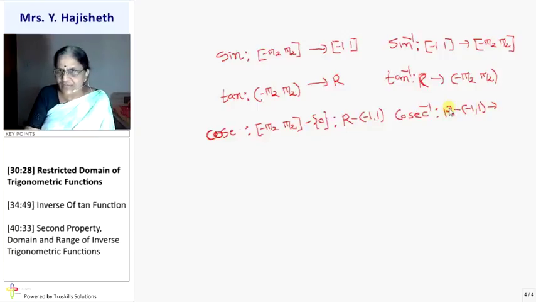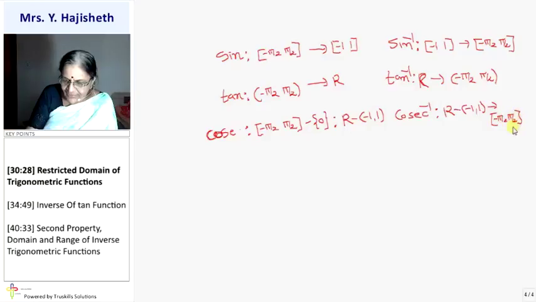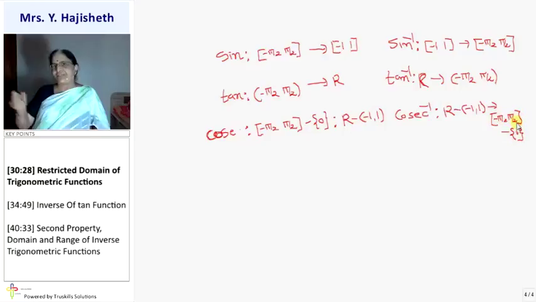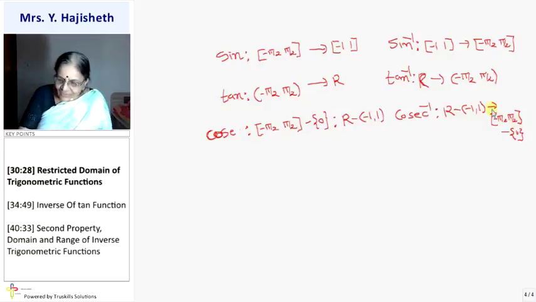So range of cosec is R minus open interval minus 1 to 1. So it is going to become the domain for cosec inverse. And codomain is minus pi by 2 to pi by 2 minus set containing 0. So my answers of sine inverse, tan inverse and cosec inverse are always an angle. So sine inverse, cos inverse, tan inverse are the angle.